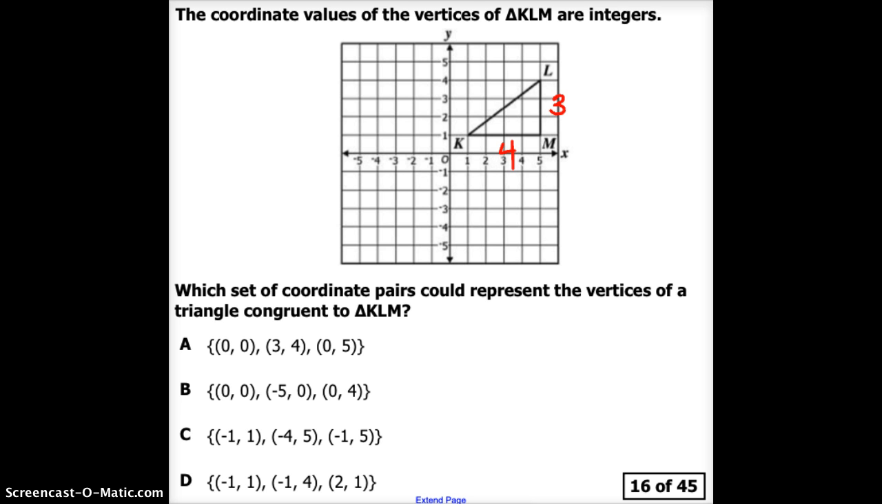And then I can use my Pythagorean theorem because I can see that this is a right angle because I have an undefined slope and a zero slope, and those are negative reciprocals, so therefore it's perpendicular. I can use my Pythagorean theorem to find out that third side. So I get 3 squared plus 4 squared equals c squared.